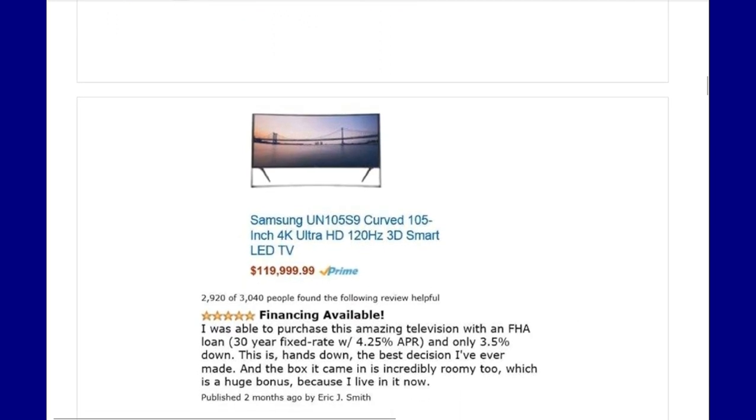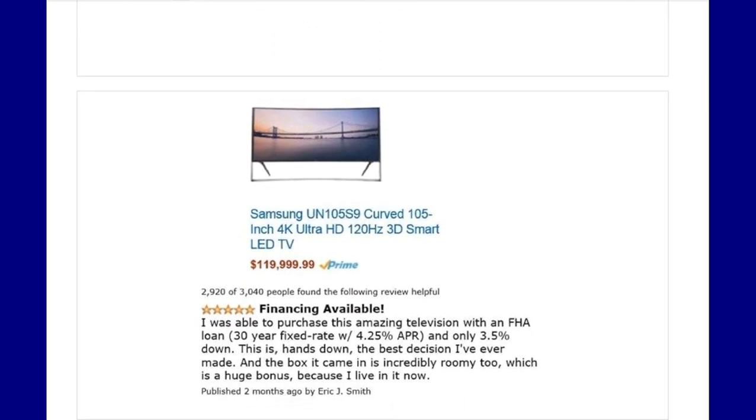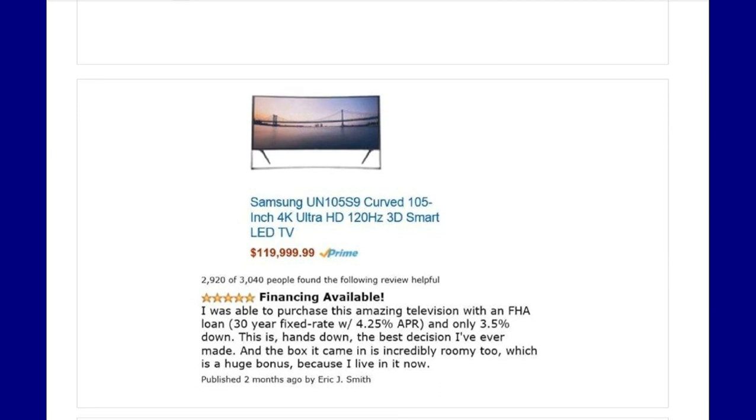Here we see an example of a Samsung curved 105-inch 4K Ultra HD TV for $120,000 on Amazon, right? And the person commented 5 stars, financing available. I was able to purchase this amazing television with a 30-year fixed rate loan for only 3.5% down. He said this is the best decision that they've ever made. The box is extremely roomy too, which is a huge bonus since that's what they live in. Right? Because you think you're going to take 30 years to pay off a TV with their financing options.